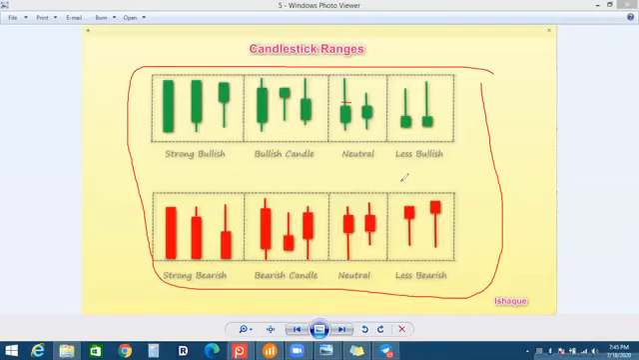When I'm talking on the chart, I will tell you that this is a strong bullish candle because it falls in the strong bullish candlestick range. So these are the ranges.